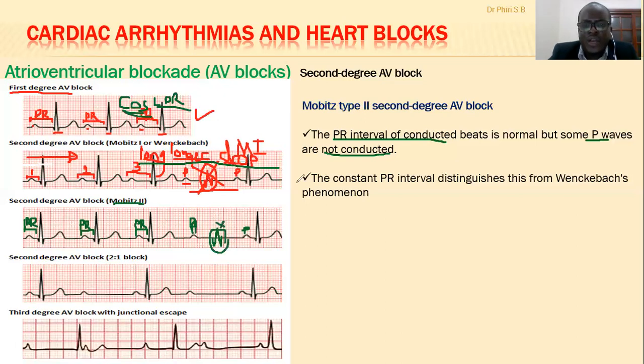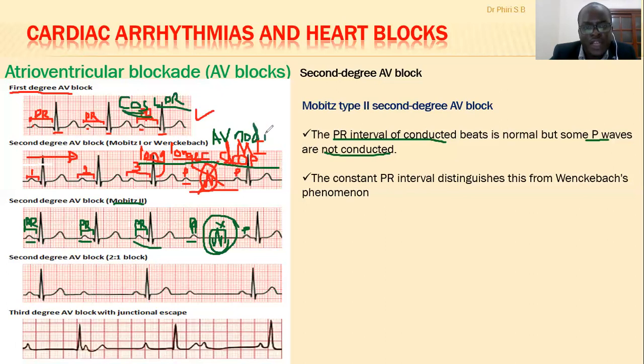So it means when you have PR intervals which are consistent, the same here, here, and here, but you have a P wave with a missing QRS complex, then you have a Mobitz type 2. So it's different from Mobitz type 1. Mobitz type 1 is affecting the AV node cells themselves. So that's another difference. In Mobitz type 1, what is being affected are the AV nodal cells. So the AV node is affected.